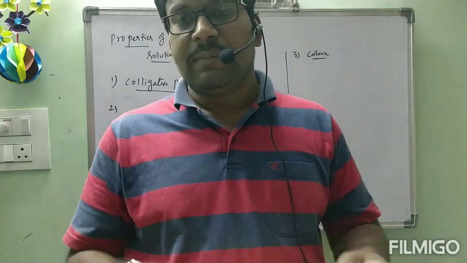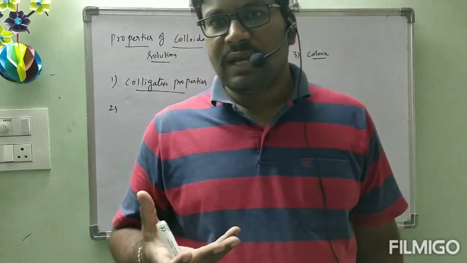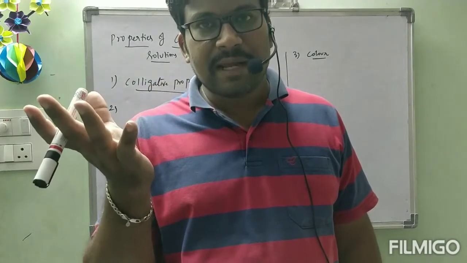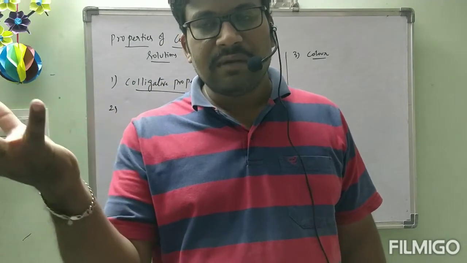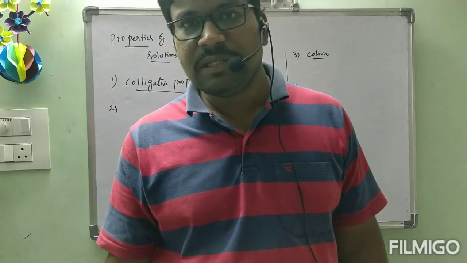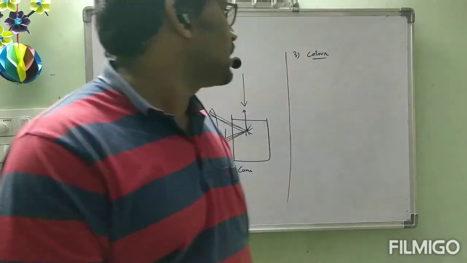Finest gold sol is red in color. As the size of particles increases, it appears purple, then blue, and finally golden. This depends on the wavelength of the light as well as the size of the particle. If the particle size is small, scattering will be high. According to that, color will be dispersed in a different way, and the color of colloidal solutions will change. This is the third property, color.